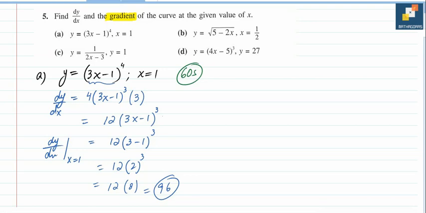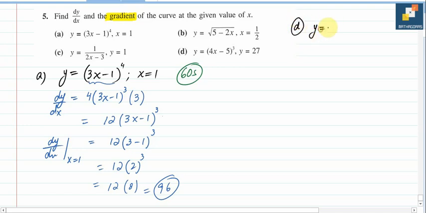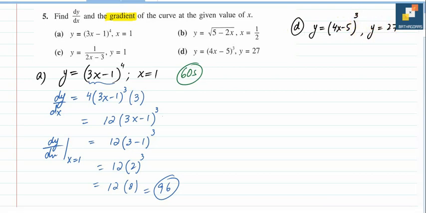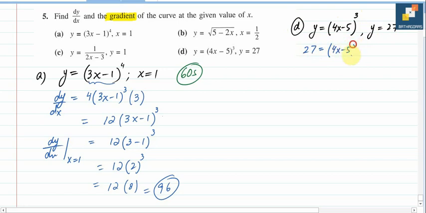After the first part, I will start with part D. Alright, so it's y equals (4x - 5) to the power cube, and y is 27. At first we need to find the value of x here, so I'm using y here: 27 equals (4x - 5) to the power cube.